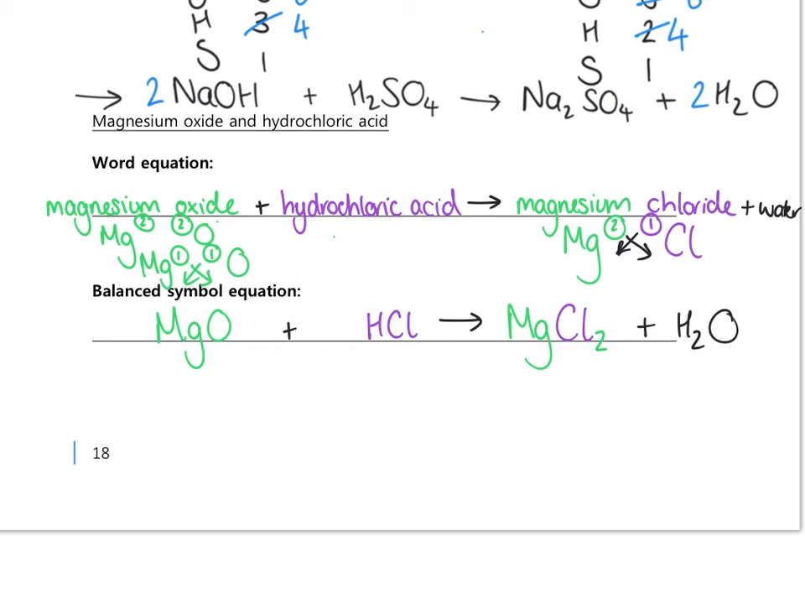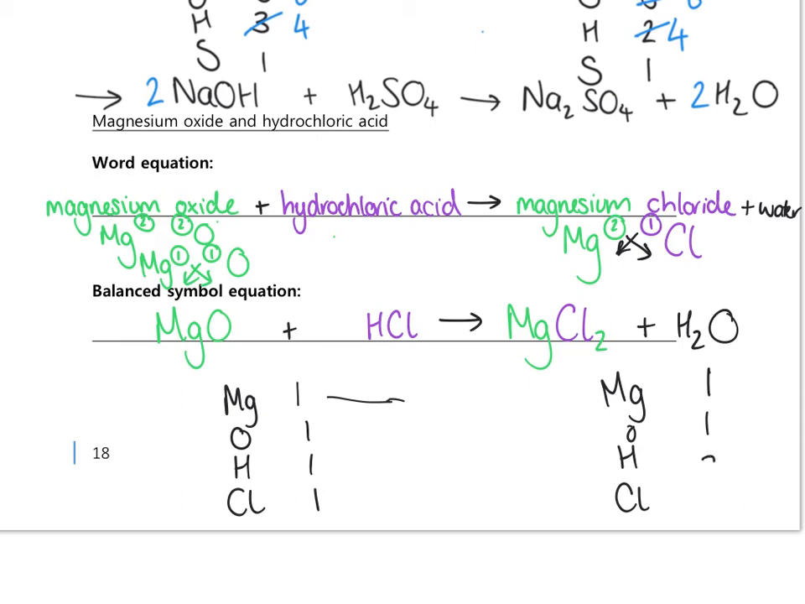Okay, we need to balance this now. So make a list of your elements. You've got magnesium, oxygen, hydrogen and chlorine. And we copy that list on the other side as well. Magnesium, oxygen, hydrogen and chlorine. Count them up on either side. You have 1 magnesium on the left, 1 oxygen, 1 hydrogen and 1 chlorine. On the right you have 1 magnesium, 1 oxygen, 2 hydrogens and 2 chlorines.